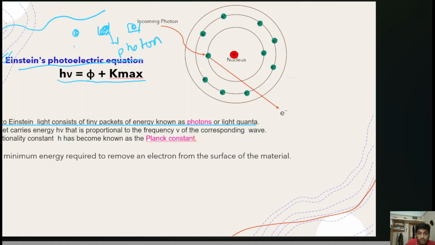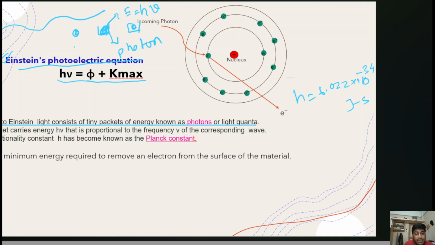So the energy of one photon is h into nu. Nu is the frequency of incident radiation, and h is the universal constant, Planck's constant, and the value of h is 6.022 into 10 to the power minus 34 joule second. The proportionality constant h has become known as Planck's constant.